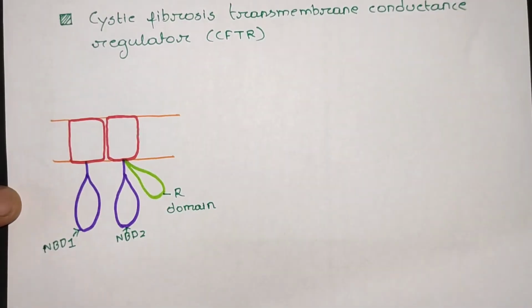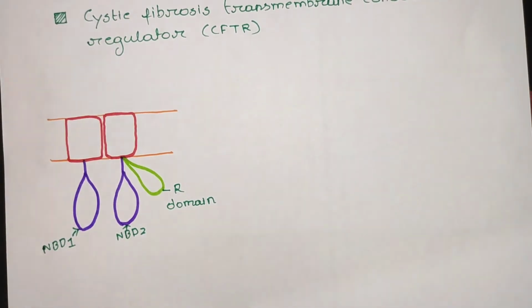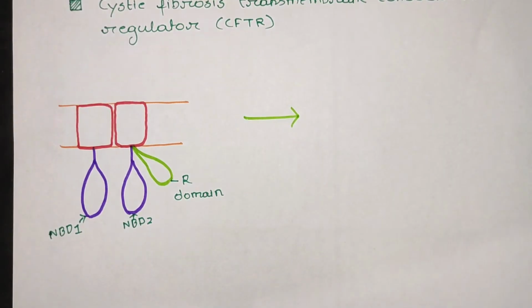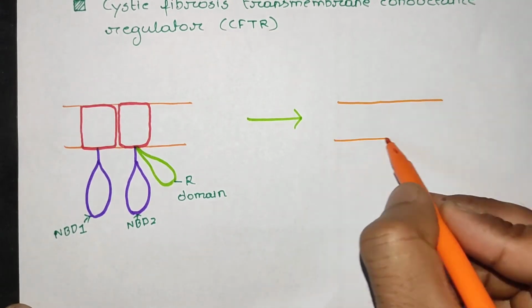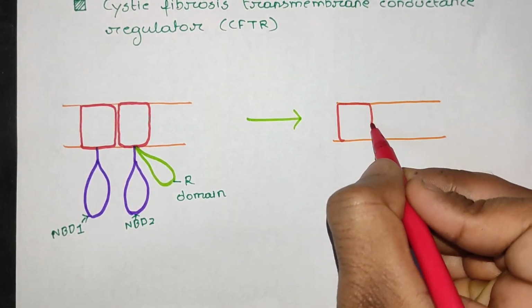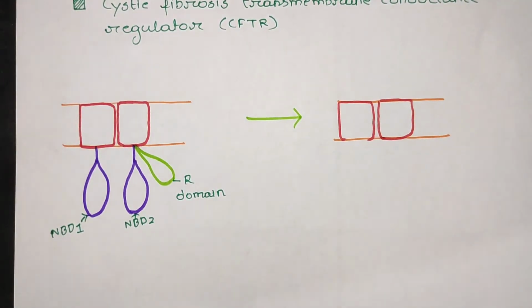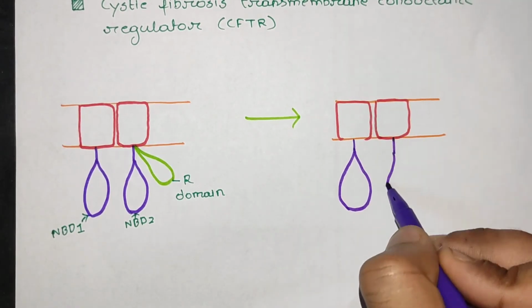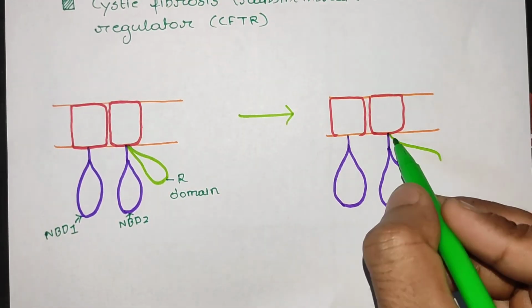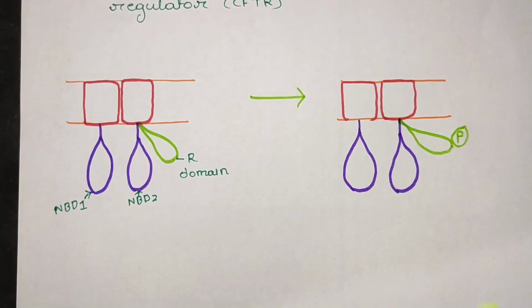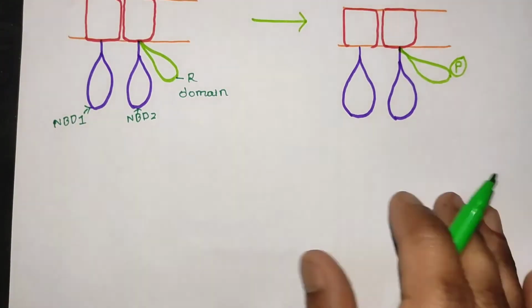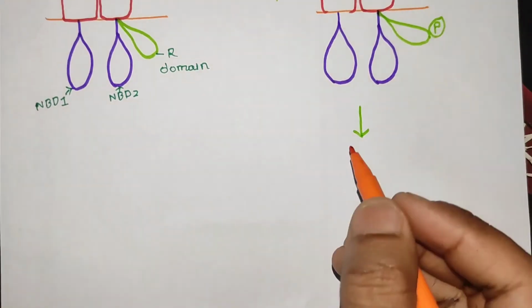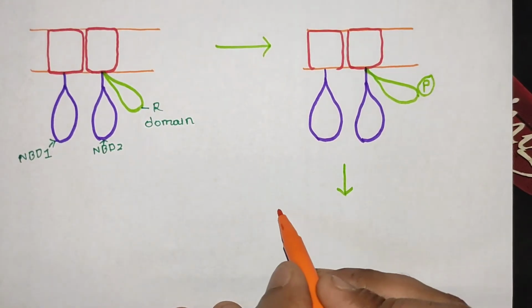Regulatory domain, or R domain. The regulatory domain contains serine residues. Now it is the inactive state. In this case, there is no movement of Cl-. But when the serine residue on the R domain is phosphorylated, it allows the binding of ATP. Now ATP binds with the NBD1 and NBD2 domains, and it opens the channel, and the movement of Cl- occurs. So as you can see, the R domain is phosphorylated.